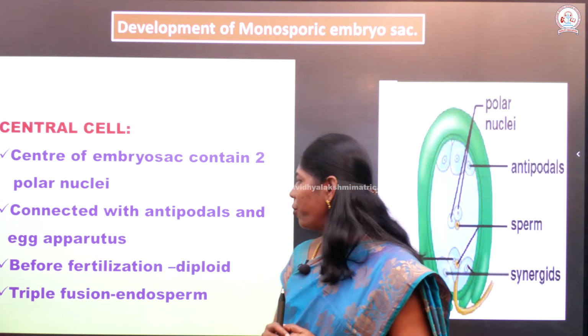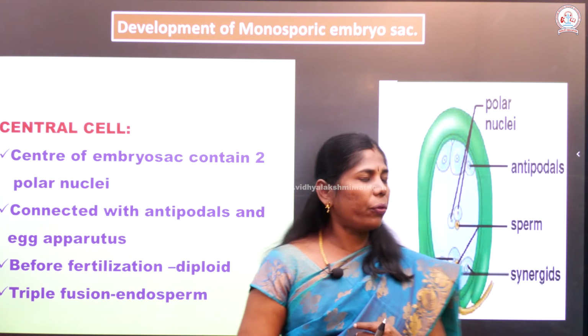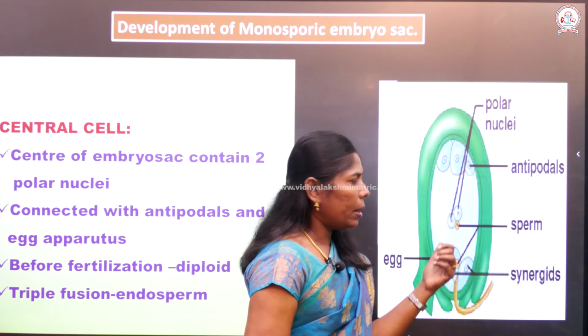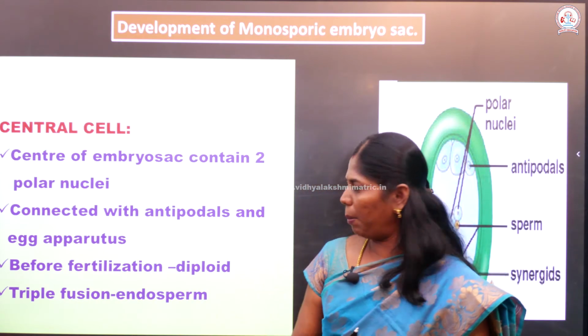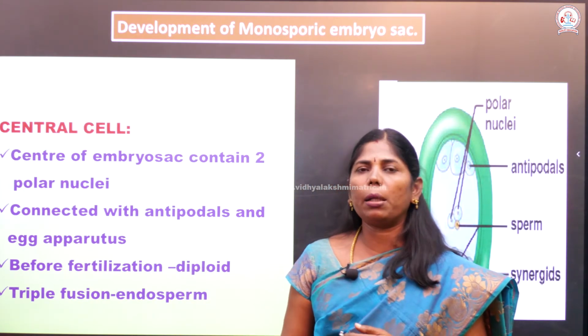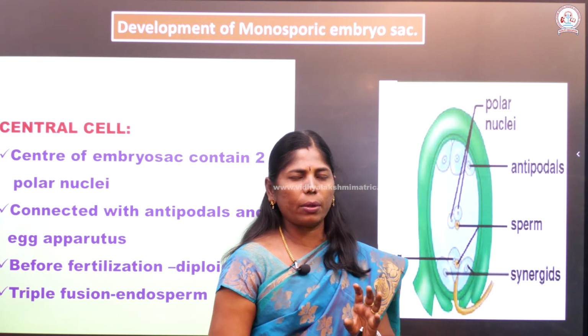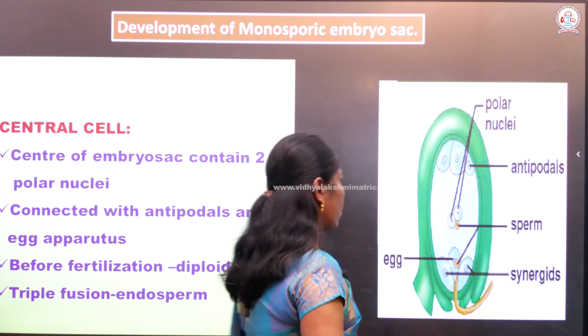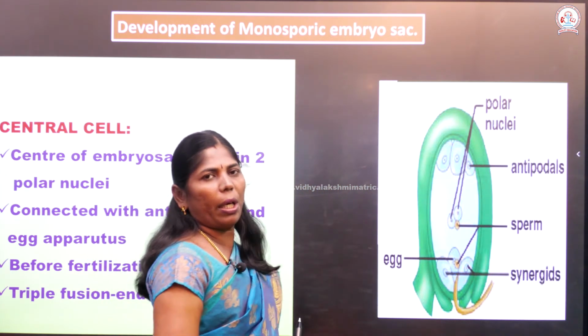Before fertilization, the diploid nucleus is formed actually. Before the fertilization, the two polar nuclei are fused together to form a diploid. Diploid means the two polar nuclei together forming a diploid condition. அதாவது fertilization நடக்கிறதுக்கு முன்னாலேயே ரெண்டு polar nuclei ஒன்னோட ஒன்னு சேர்ந்து diploid-ஆ மாறிடும்.